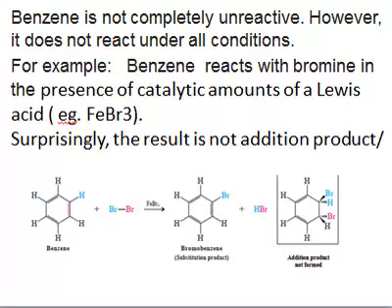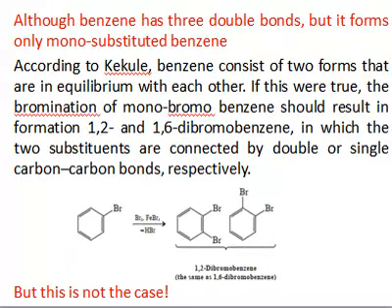Instead we get a substitution product, right? So the double bond remains at its position. Instead what happens is that this hydrogen has been replaced by this bromine. So it means that benzene is not acting just like a simple cyclohexatriene, but it is behaving somewhat differently, right? So although benzene has 3 double bonds, it forms a mono-substituted product, right?